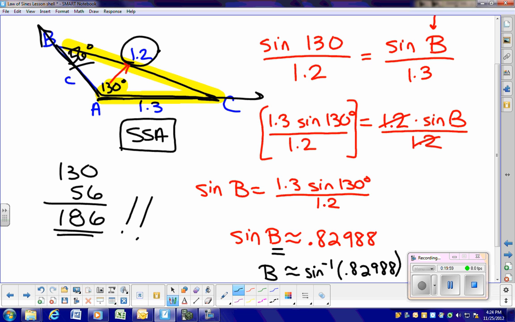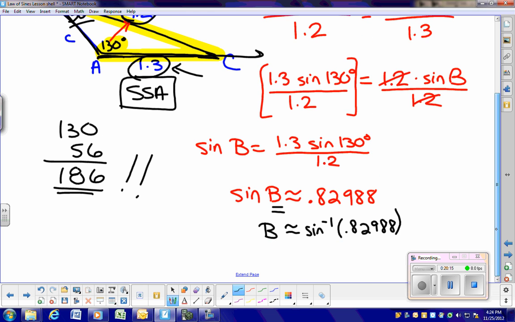And 1.2 is less than 1.3. So this just can't happen. In reality, if you measured this out, there's no way that you could have a side that is 1.2 and this side be 1.3. There's just no way. So this is a case where the triangle doesn't exist. No such triangle exists. No solution.